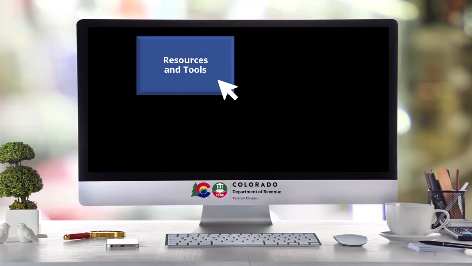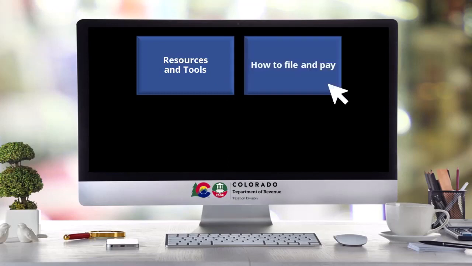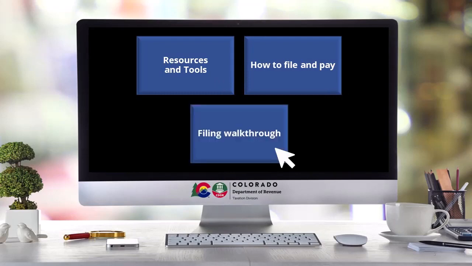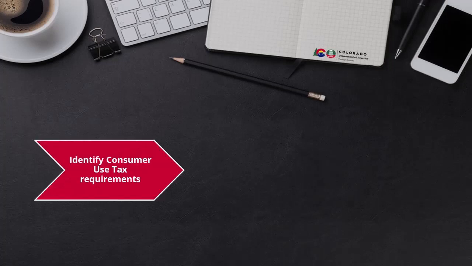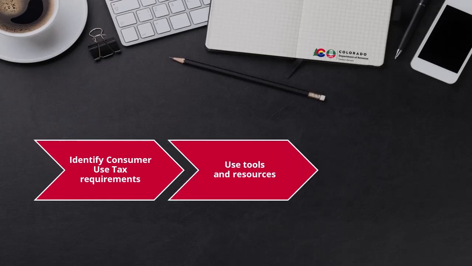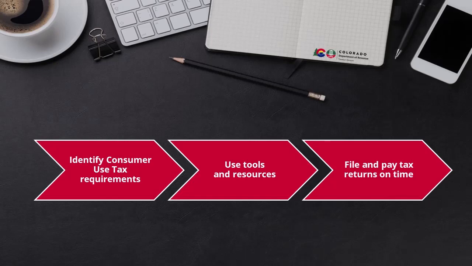Today's webinar will cover resources and tools to make finding information and being voluntarily tax compliant so much easier. We'll also cover how to file and pay, and have a walkthrough of how to file consumer use tax using Revenue Online. Upon completion of this webinar, you will be able to identify consumer use tax requirements, use different tools and resources that are available to you, and know how to file and pay your tax returns on time.